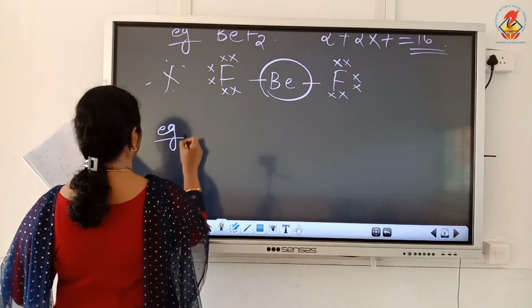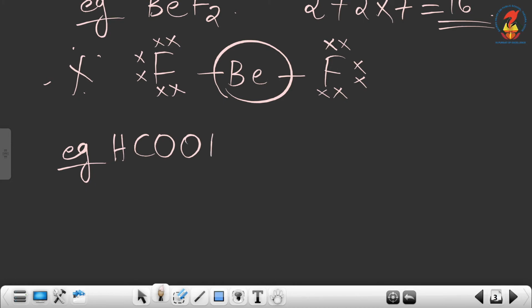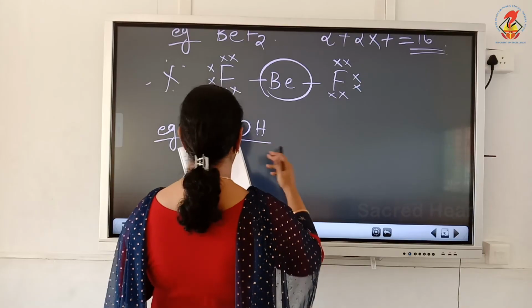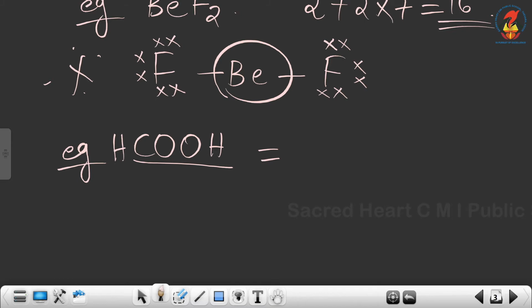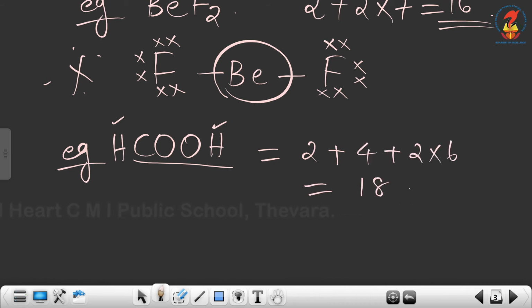HCOOH. When you see COOH, this is an organic acid, carboxylic acid. Now, you know the total number of valence electrons in this: there are 2 hydrogen atoms, so 2 plus carbon 4 plus 2 into 6. There are 2 oxygen atoms, total 18.